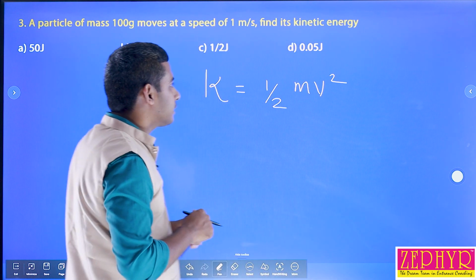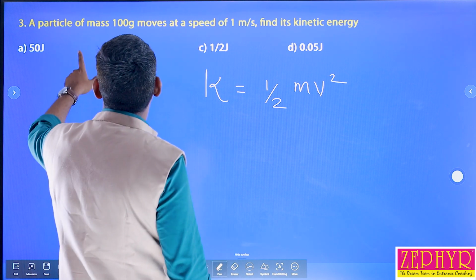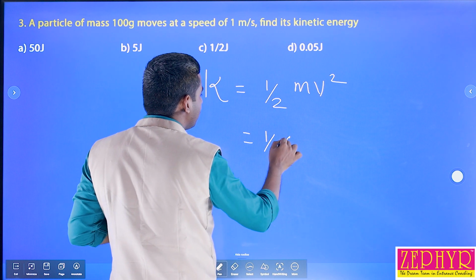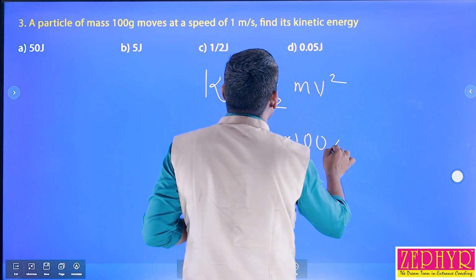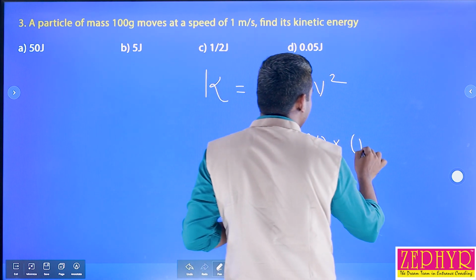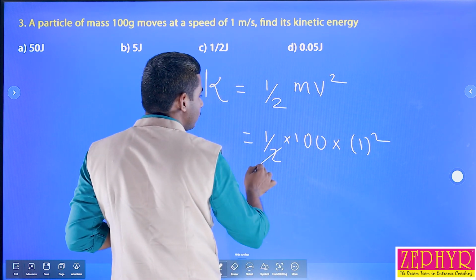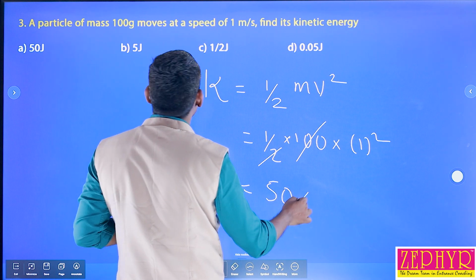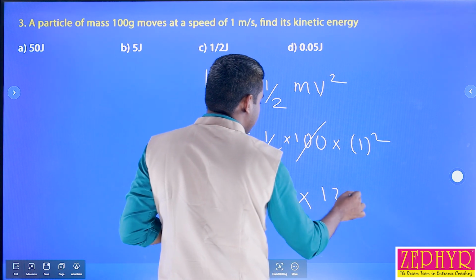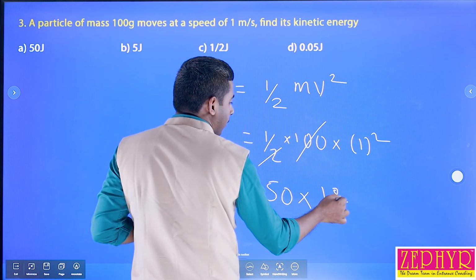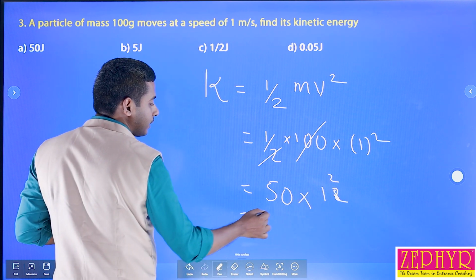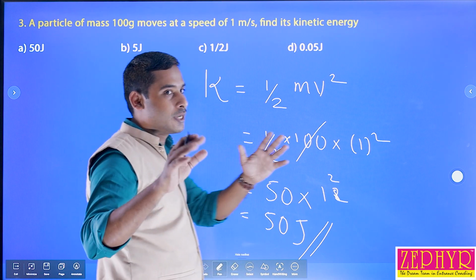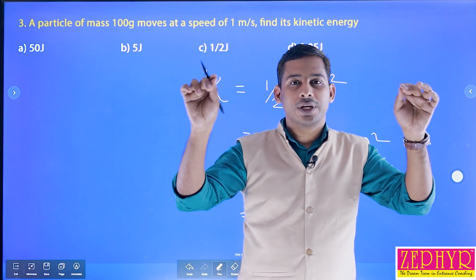So, here it is half mv square. They are saying a particle of mass 100 gram, that is half into 100 into velocity square, and they said 1 square. So, 2 and 100 we can cancel. That means the answer becomes 50 into 1 square, that is, the answer is 50 joule. So, keep in mind the definition of energy.